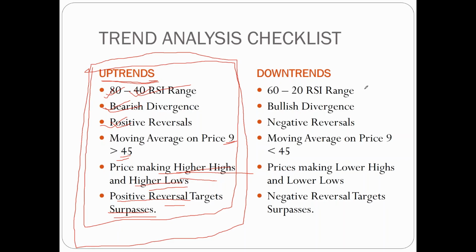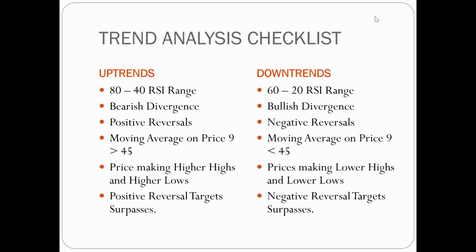Similarly, in a downtrend the range shifts from 60 to 20. 60 becomes the overbought level and 20 becomes the oversold level. We will see bullish divergence in a downtrend. We will see negative reversals. The moving average on the price will be negative, that is 9 will be below 45. Prices will be making lower highs and lower lows. That is the basic definition of the downtrend, and negative reversal targets will be met and surpassed. So these are the basic ingredients of a downtrending market.